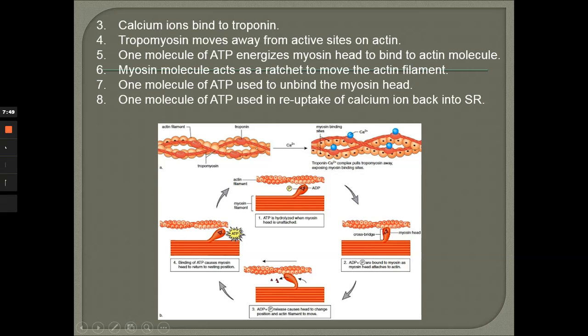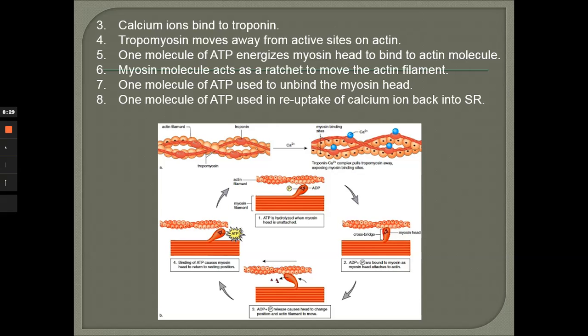Now, what has happened essentially is that the heads of the myosin filament pop up and they move the actin filament. They physically move the actin filament. What that causes is sliding of the filaments, of the thin filament. So you're going to see more overlap of the actin filaments over the myosin filaments. When you have that overlap, that is your muscle contraction.